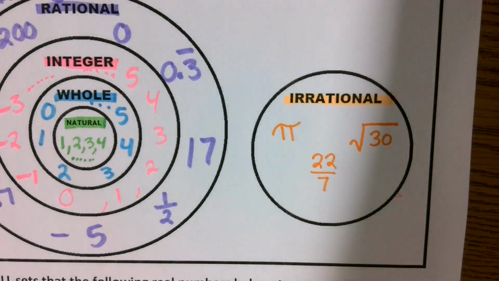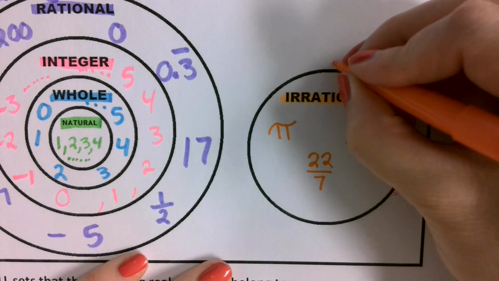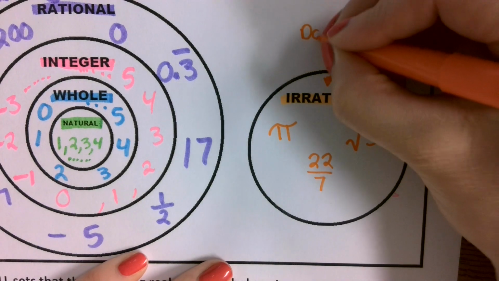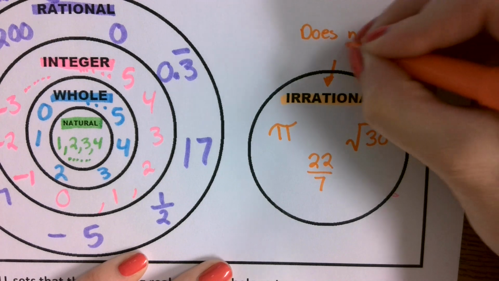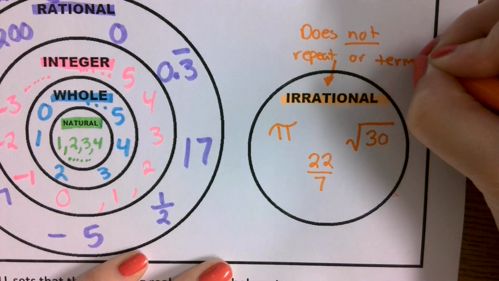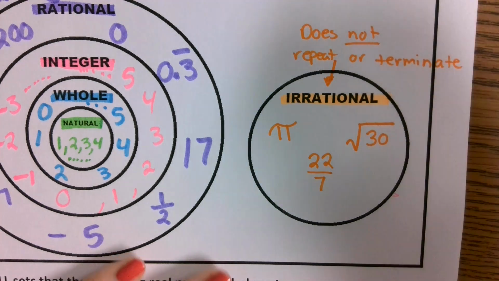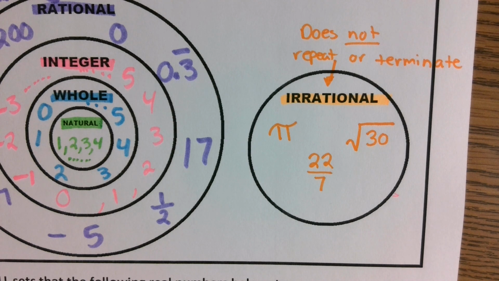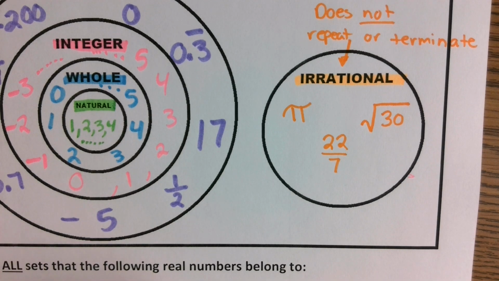So those are our irrational numbers, and we'll write that up off to the side. Irrational. It does not repeat or terminate. Okay? It does not repeat. It does not terminate. It has no ending to it. So what we're going to do now is we're going to go ahead and take a look at a couple of problems below, and we're going to identify what set of real numbers that value belongs to.